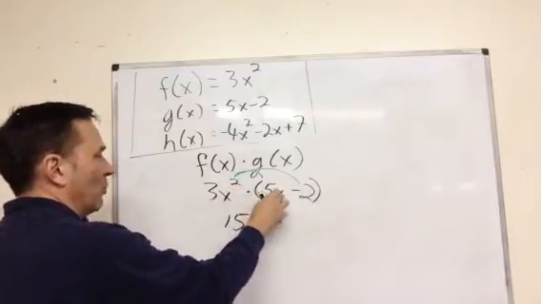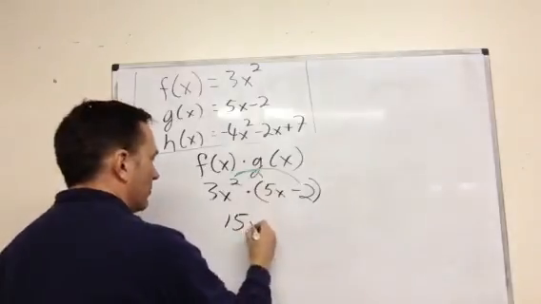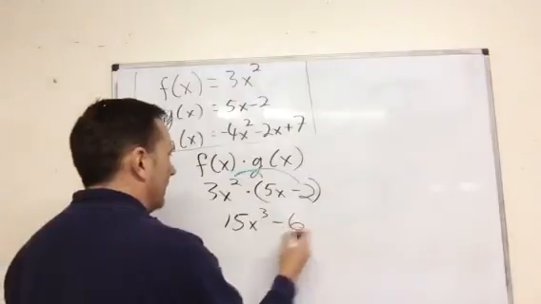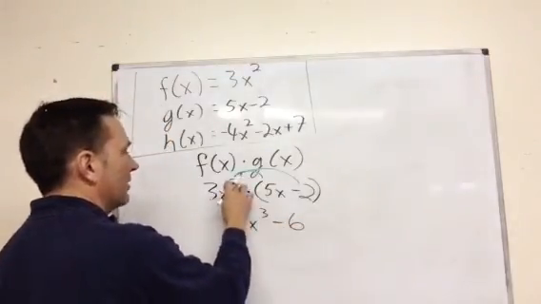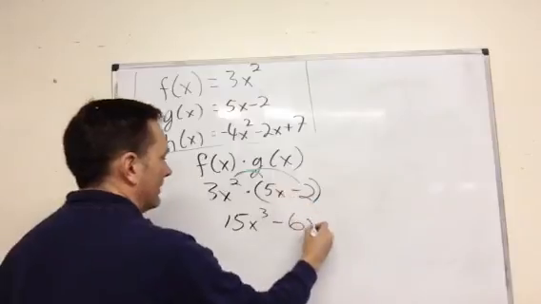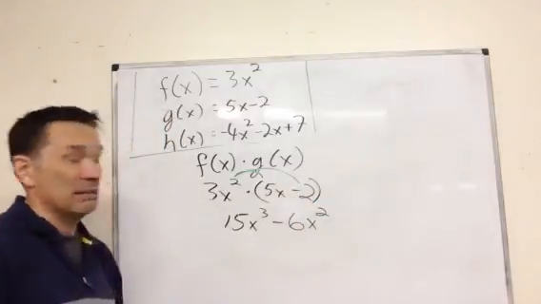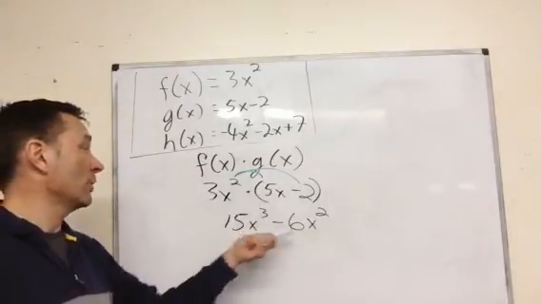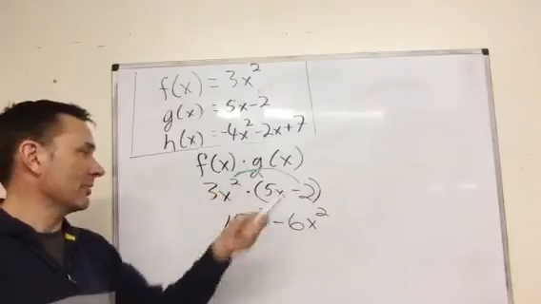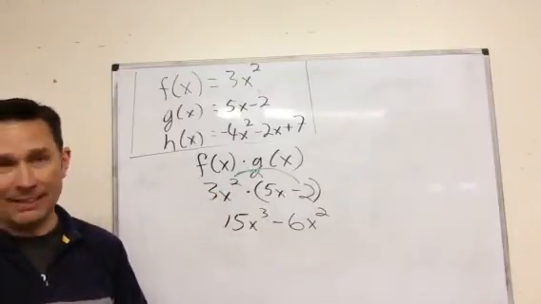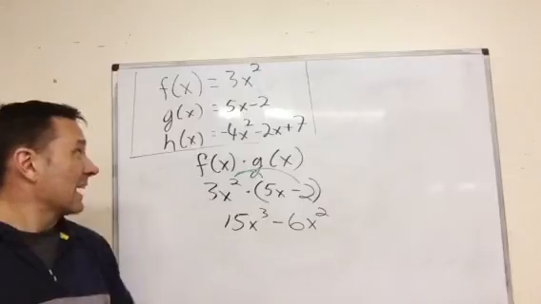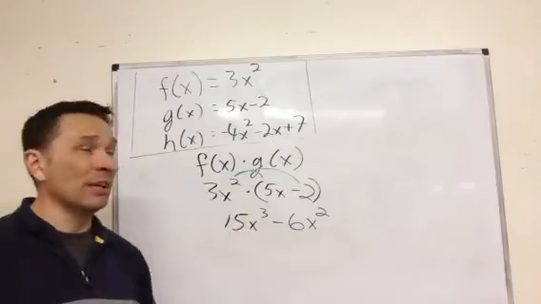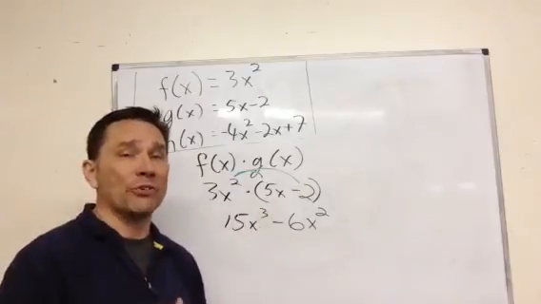X squared and x: there are 2 x's here and 1 x here. We add the exponents, so that's x to the third. 3 times negative 2 is negative 6. And there's only x to the second here, with no x, so it stays x to the second. And that's how we would multiply that problem. So we multiply the coefficients and add the exponents. And that's how we would add, subtract, and multiply certain functions. Again, we're not really evaluating anything, we're just grouping it all together.